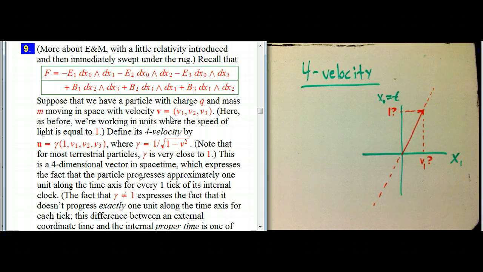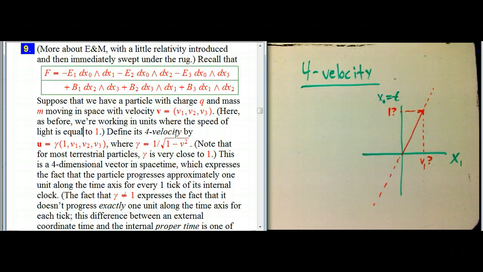So we do have to combine space and time, and so we have to look at a particle. Let's say it has charge q and mass m. We won't use the mass much, but it's nice to have a mass for it. Let's say it's moving in space with an ordinary 3-dimensional velocity vector, v1, v2, v3. And because I've never done anything else in these videos, we're going to work in units where the speed of light is equal to 1. So these numbers are dimensionless, just expressed in terms of units of c, the speed of light.